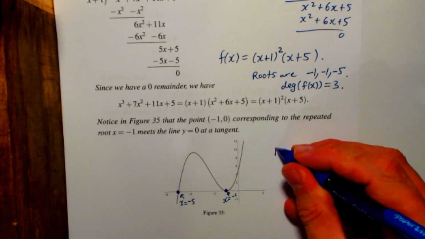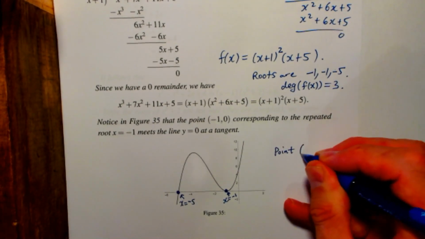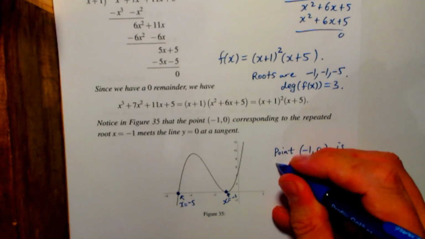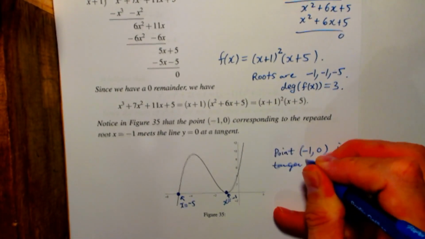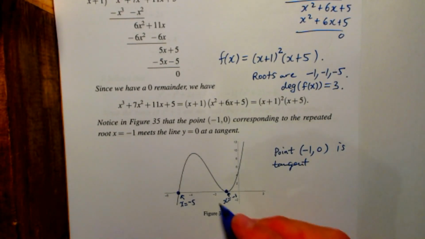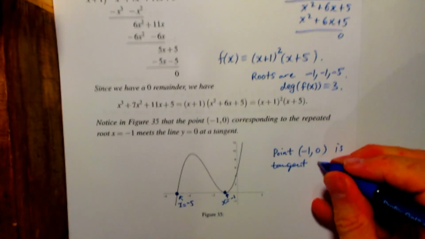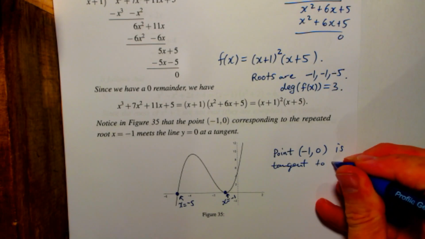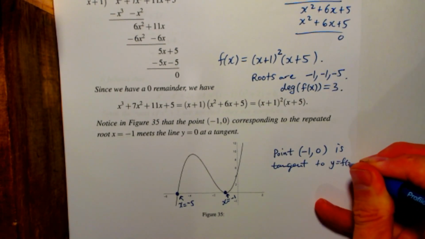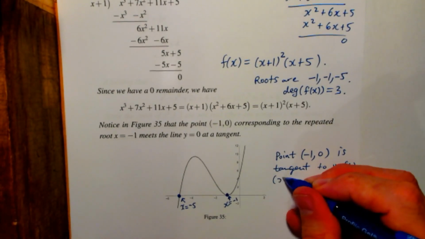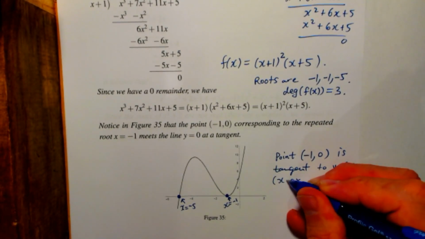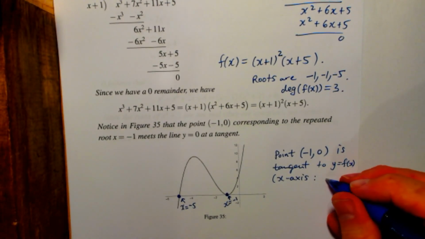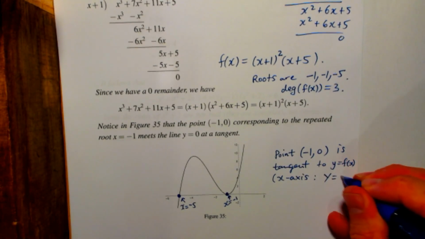So the point minus 1, 0 is tangent, touching only at a single point, the x-axis right there. So tangent to y equals f of x, and it is the x-axis. That is the tangent line. And incidentally, the x-axis is the line y equals 0.